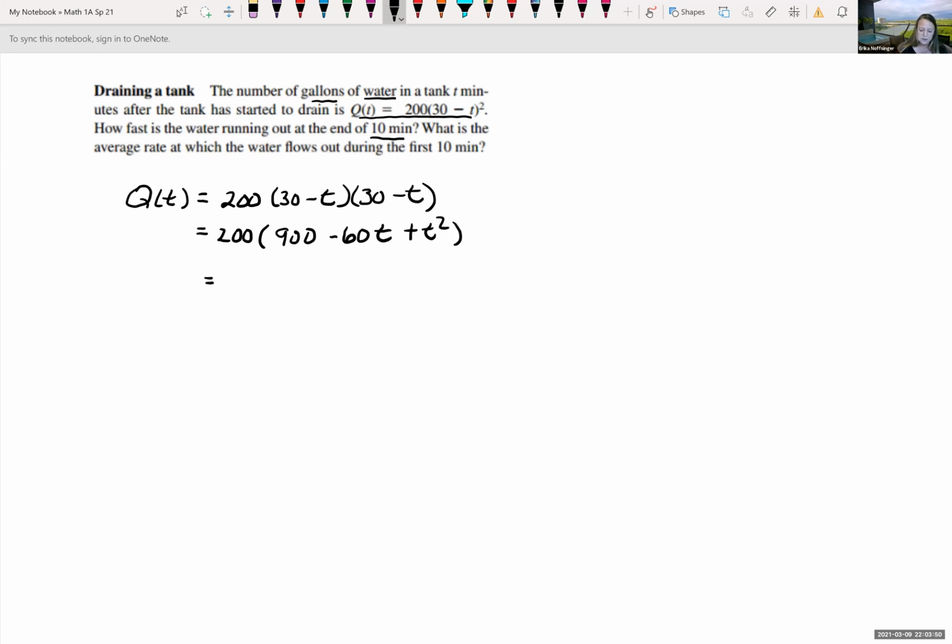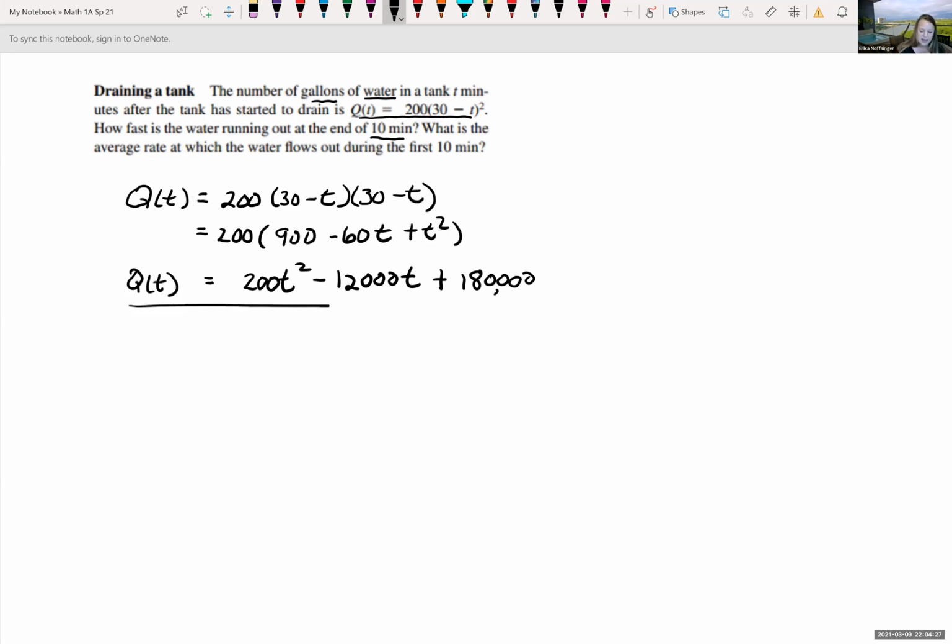So I'm just going to distribute my 200, and as I distribute my 200, I'm going to rewrite this in descending order of power. So 200 times T squared, that's 200 T squared, minus 200 times 60T. Well, 2 times 6 is 12, and I have 3 zeros. So that's 12,000 T. So minus 12,000 T. And then I have a 200 times a 900. So I think to myself, 2 times 9 is 18. How many zeros do I have? I have 4. So that's plus 180,000.